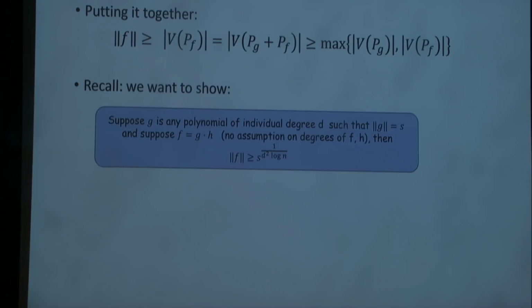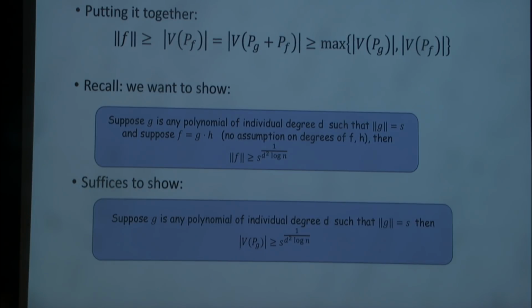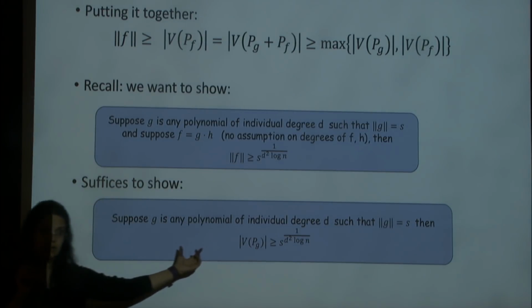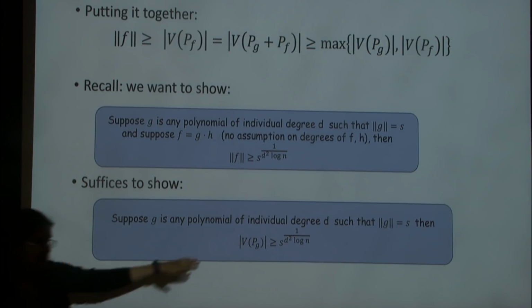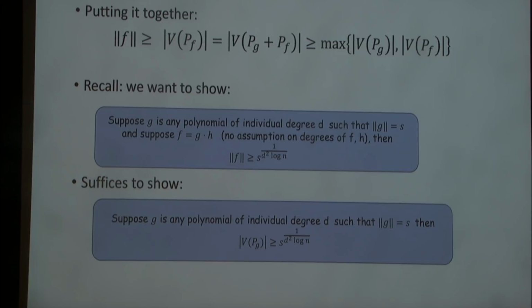And what we want to show is that if g is any polynomial of sparse and small individual degree, then you can't multiply it by h and get this overwhelming cancellation of monomials. That's what we wanted to show. So it just suffices to show that the number of corner points of Pg, the Newton polytope of g, is large. Because if the Newton polytope of g has many corner points, it will imply that the Newton polytope of f has many corner points, which will imply that f must have many monomials.